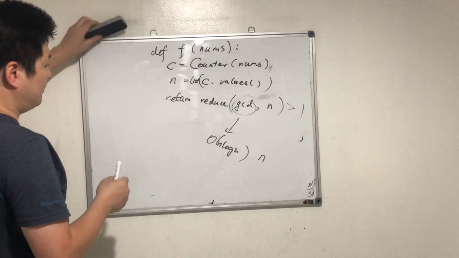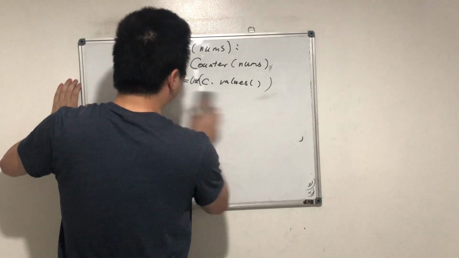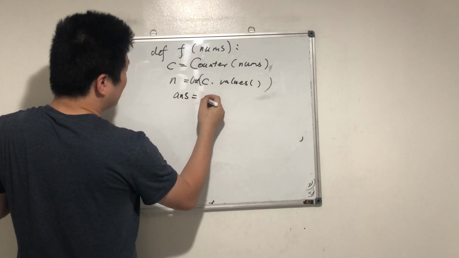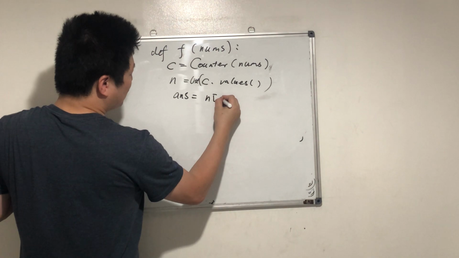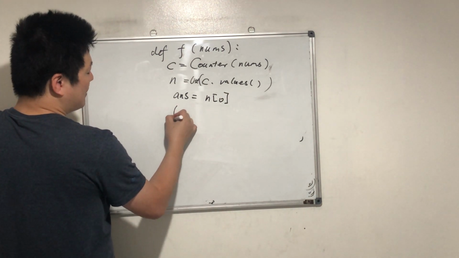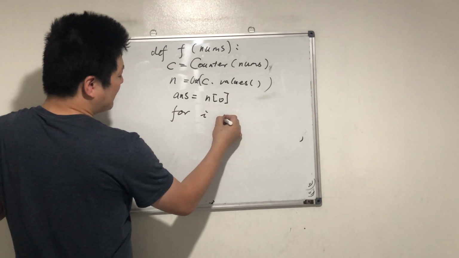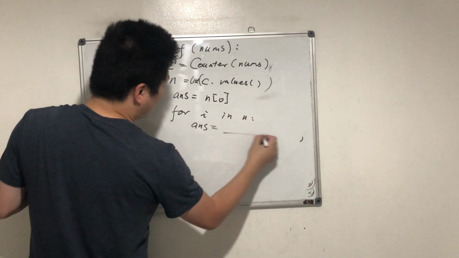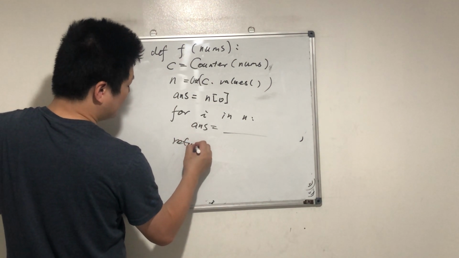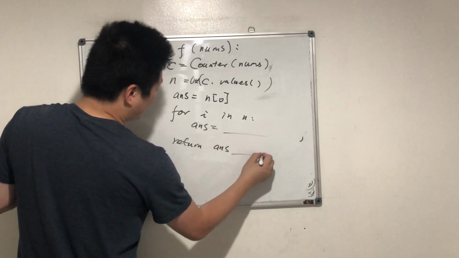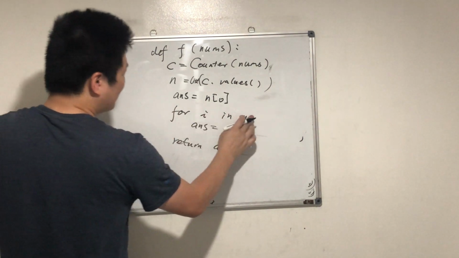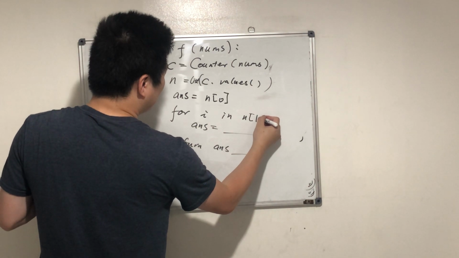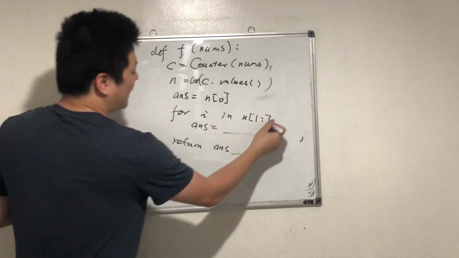Okay, I'm going to write this. Answer equals n, the first one, n[0]. For i in n, answer equals what? Return answer what? Can you fill the blank? Actually, because we are picking the first number, you can start with the second number.